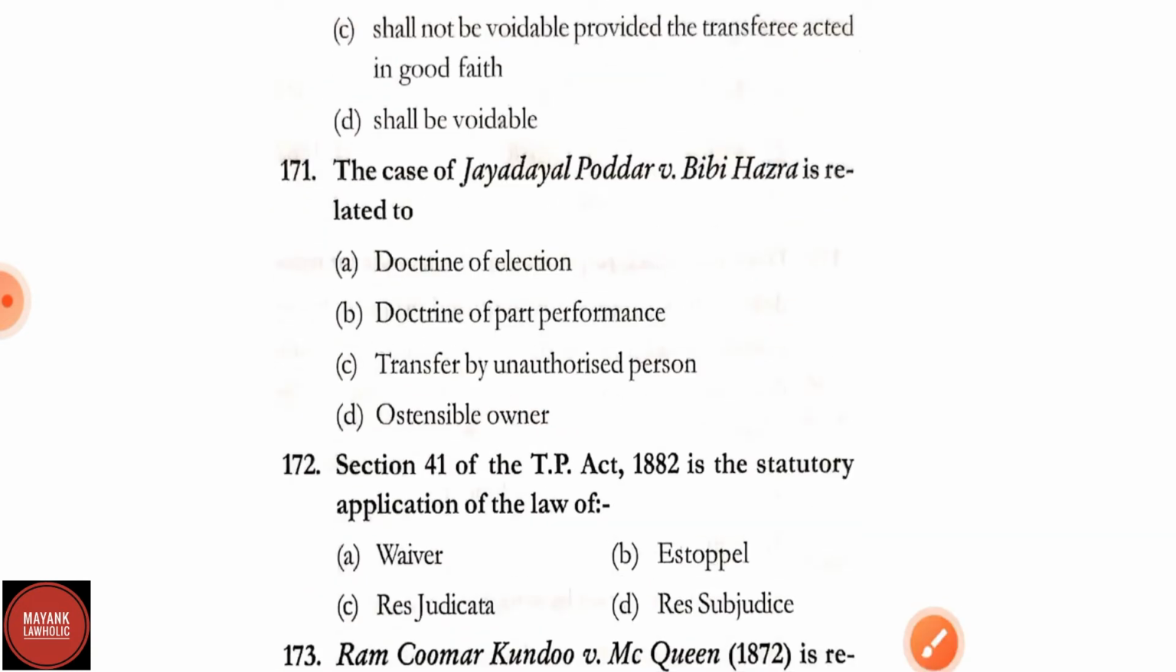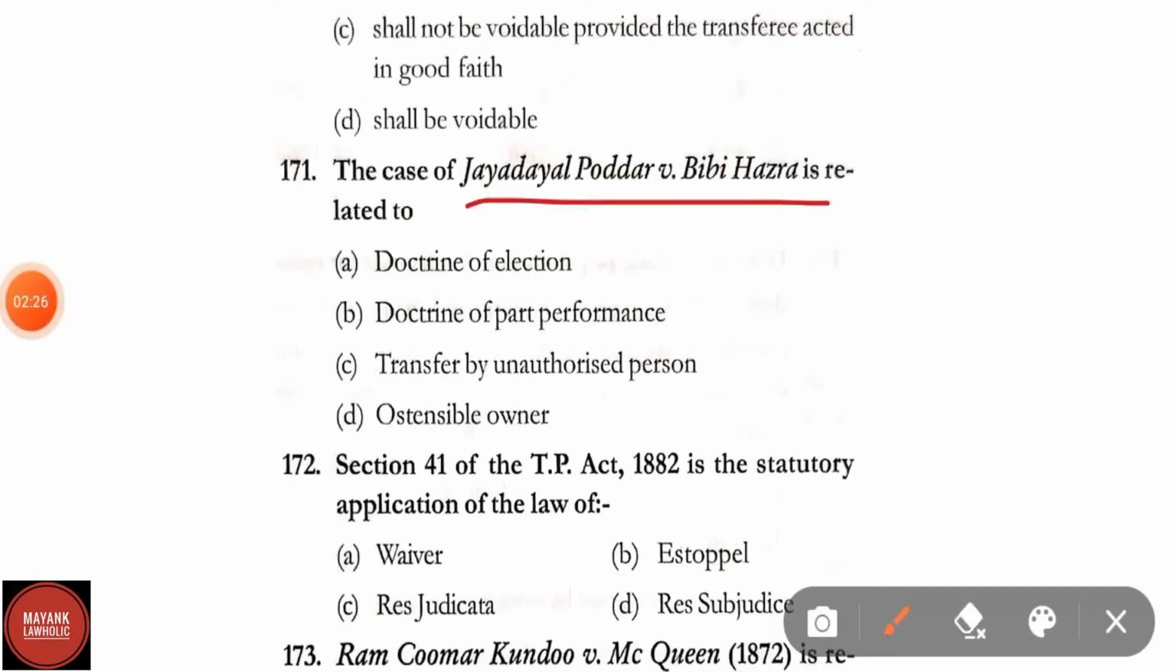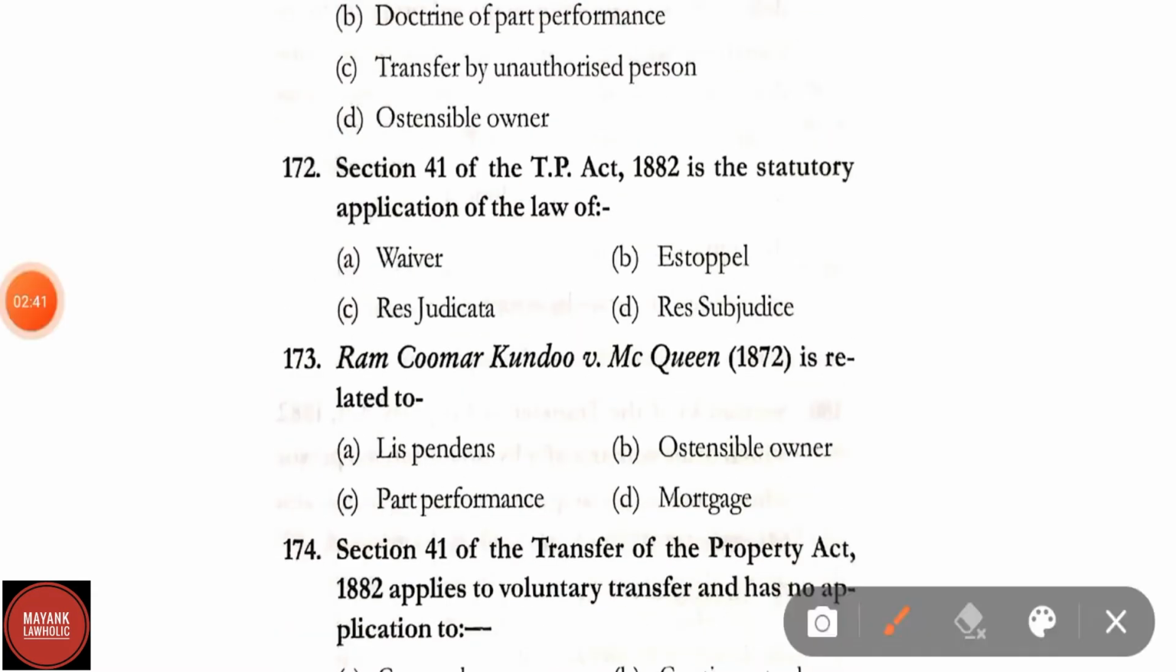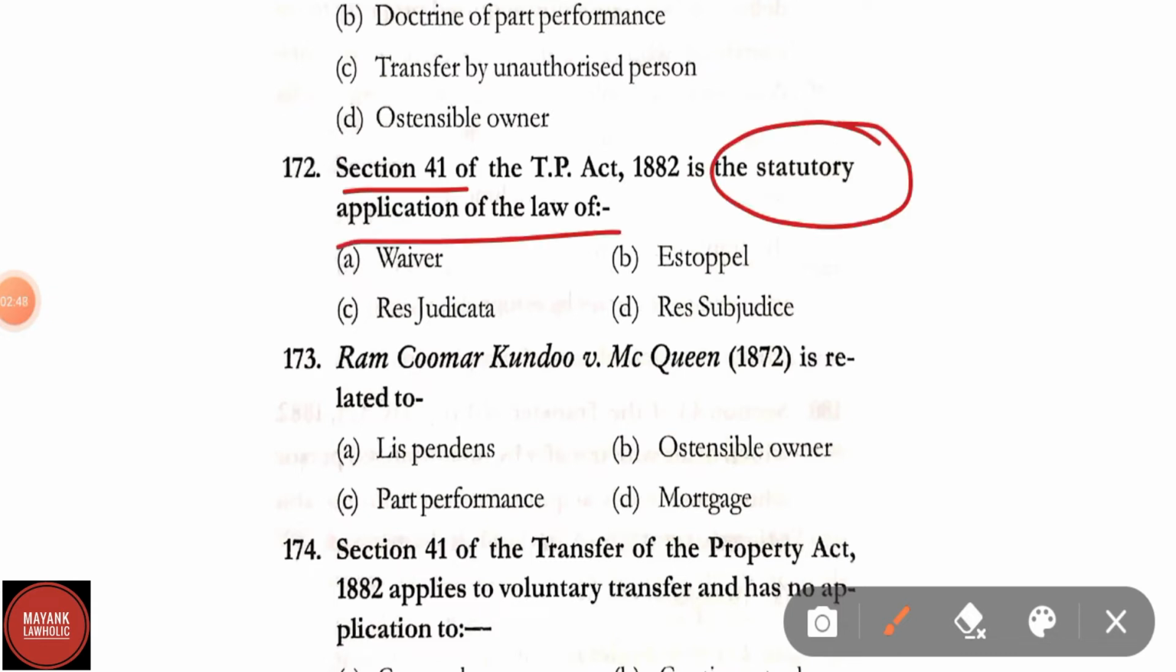Question number 171. The case of Jaya Dayal Poddar versus BB Hazara is related to: doctrine of election, doctrine of part performance, transfer by unauthorized person, ostensible owner. Here correct answer is option D, transfer by ostensible owner. Question number 172. Section 41 of the Transfer of Property Act 1882 is the statutory application of the law of waiver, estoppel, res judicata, res sub judice. Correct answer is option B, that is estoppel.